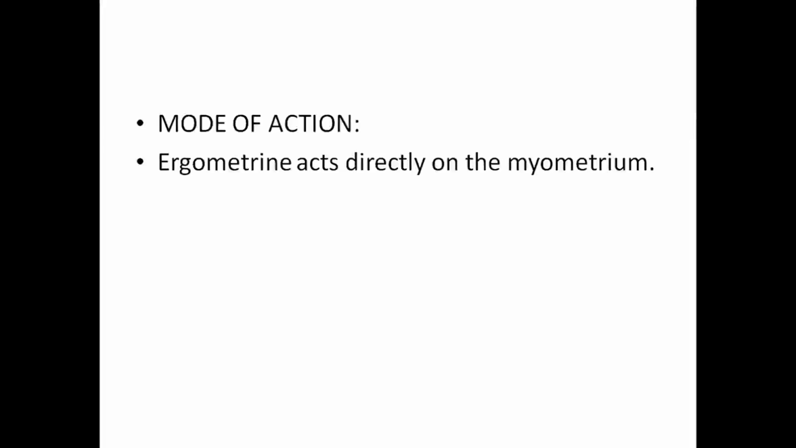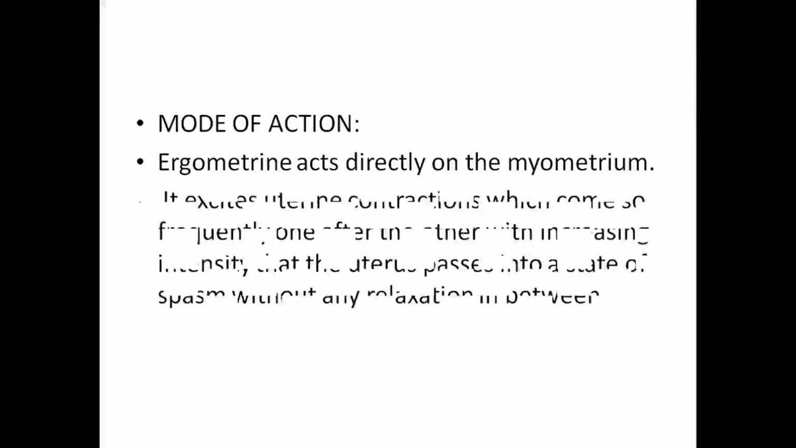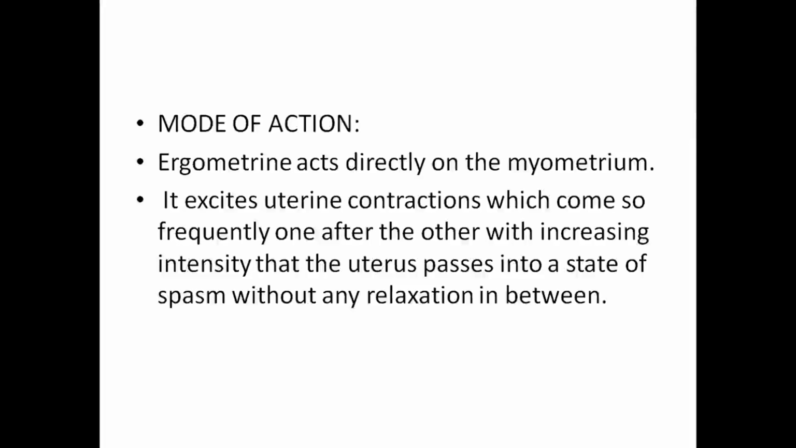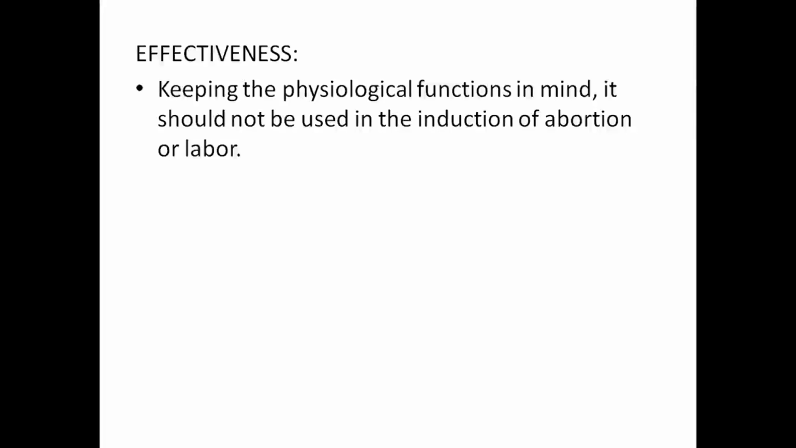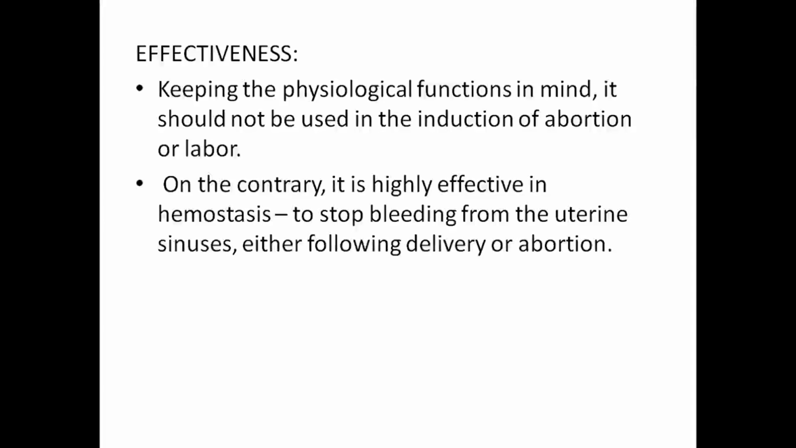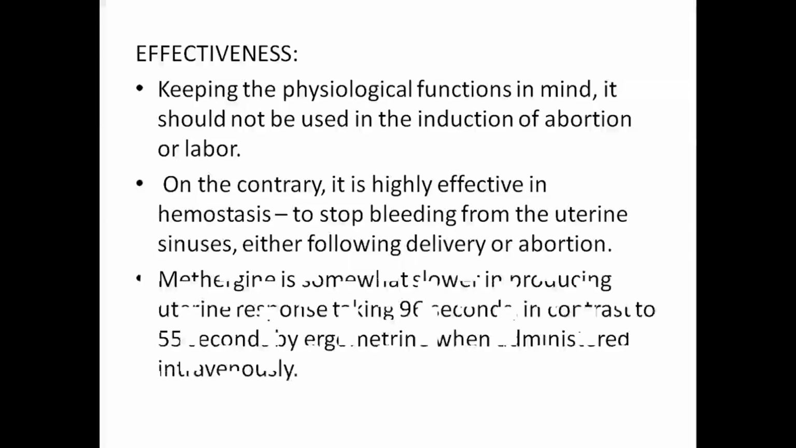The mode of action. Ergometrine acts directly on the myometrium. It excites uterine contractions which come so frequently, one after another, with increasing intensity that the uterus passes into a state of spasm without any relaxation in between. The effectiveness: keeping the physiological function in mind, it should not be used in the induction of abortion or labor. On the contrary, it is highly effective in hemostasis to stop bleeding from the uterine sinuses either following delivery or abortion.